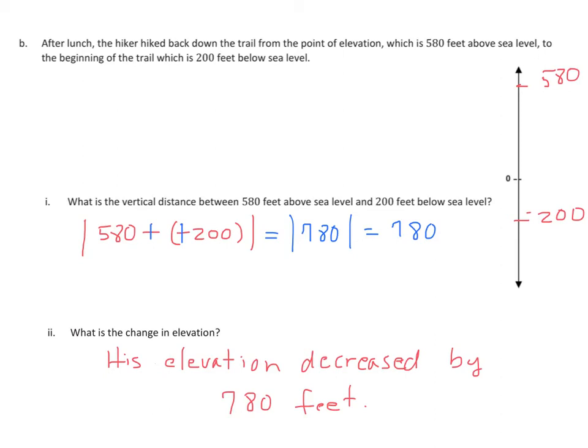Now, even though our answer came up as a positive 780, we have to understand the context of the problem says that he hiked from a positive 580 down to negative 200, so we know that that is a decrease of elevation or a decrease of height, so we would call that a decrease in elevation of 780 feet.